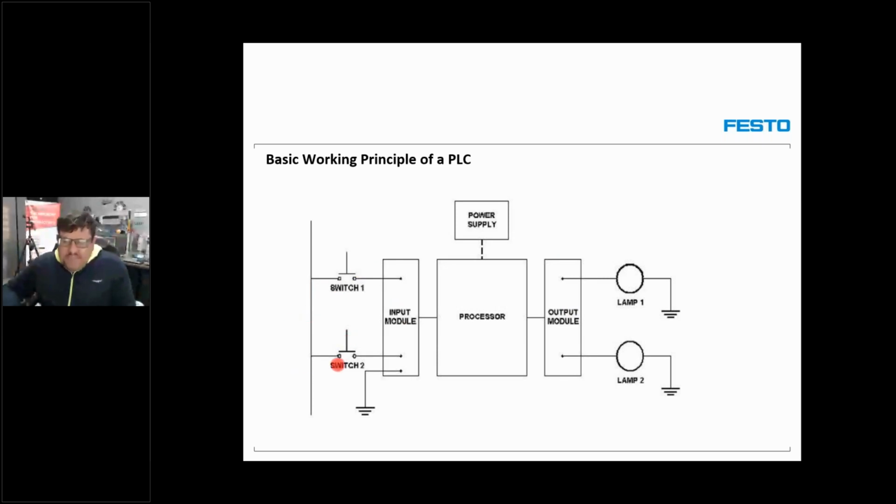Now, there are different ways of doing it. There is what we call source, and we also have sink. I'm not going to go into much detail about it today, but I want to mention it to you so that you know. For example, here we have a 24-volt line with two normally open push buttons wired as inputs into my PLC. Then I have two lamps wired from the output module.